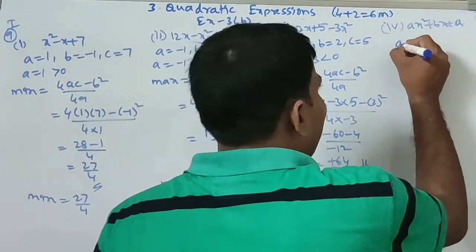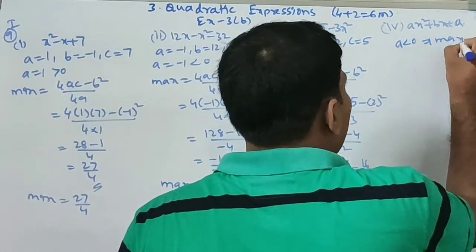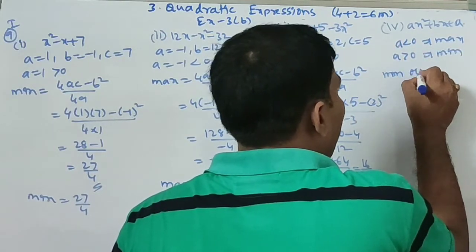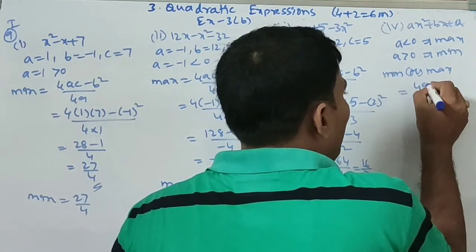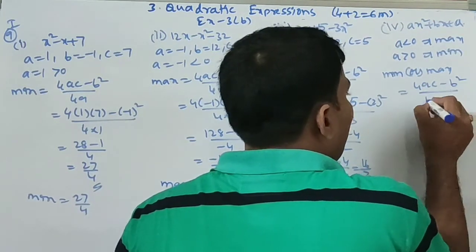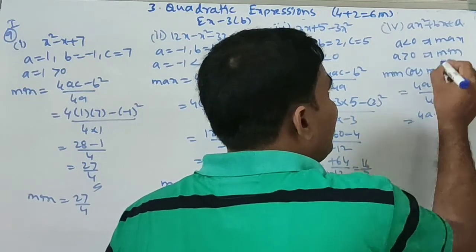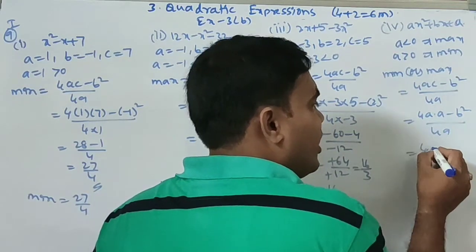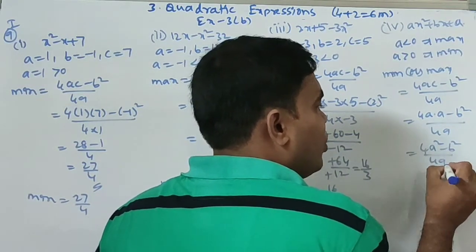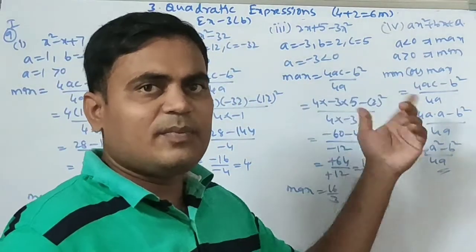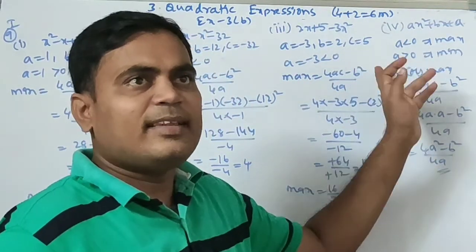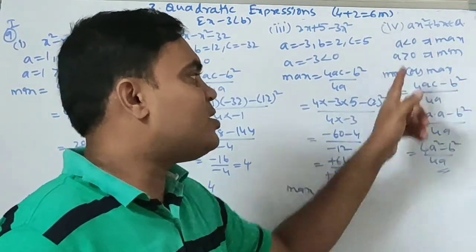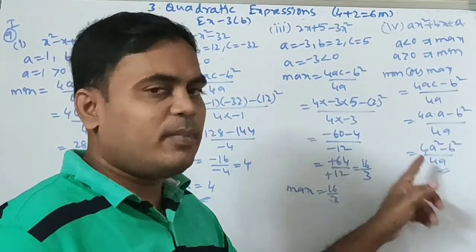If a is less than 0, then it is a maximum. If a is greater than 0, then it is a minimum. So minimum or maximum equal to 4ac minus b square by 4a. 4a into c, which is also a, minus b square, by 4a. 4a into a, that is 4a square minus b square by 4a. So it contains either a maximum or a minimum, depending upon the a value. a less than 0, maximum; a greater than 0, minimum. The maximum or minimum value of this expression is 4a square minus b square by 4a.